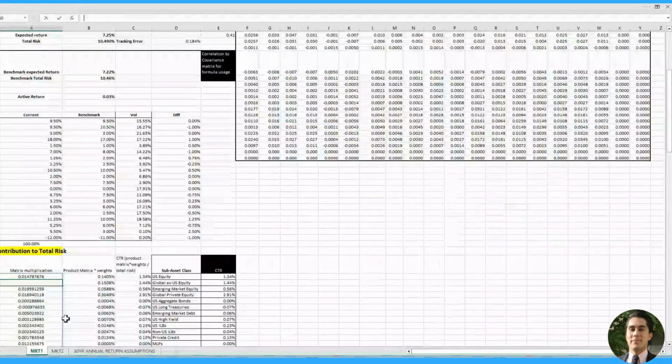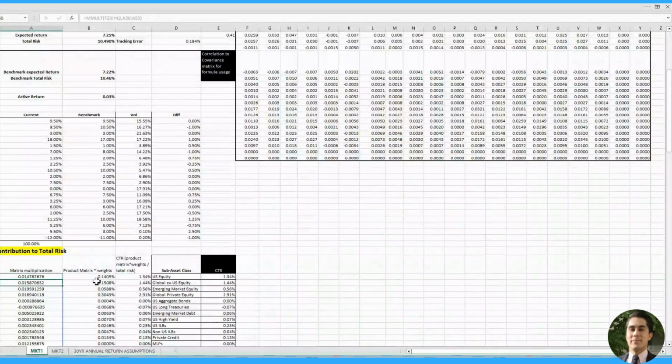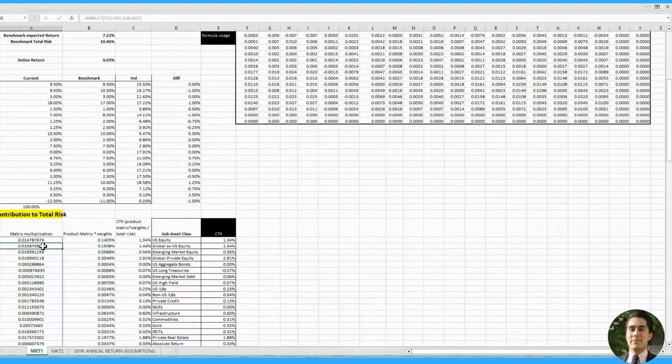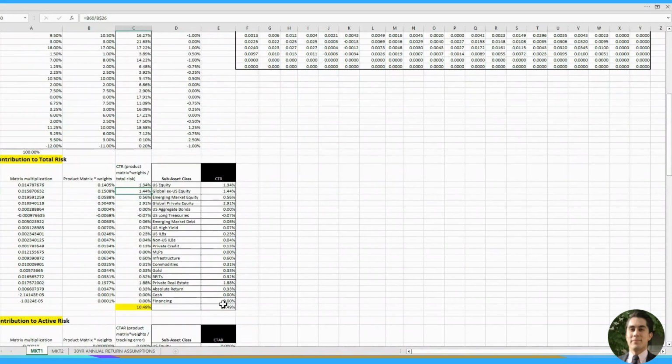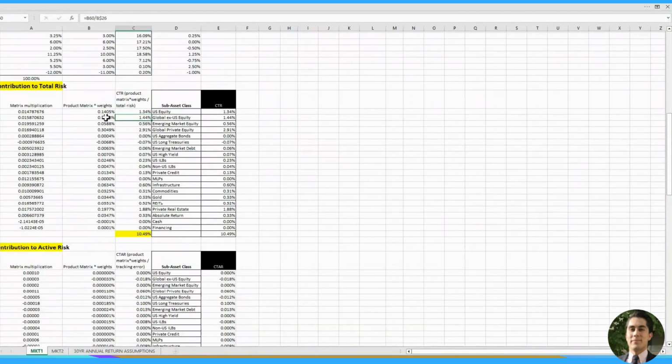Matrix multiplication using your specific weight. And then you multiply by your weight. And that should give you all of it. Multiplication based on the different correlation, and then we get it. So you divide by your total risk. As you can see, the sum of all of this is 10.49, which is equal to total risk. So we are good there.